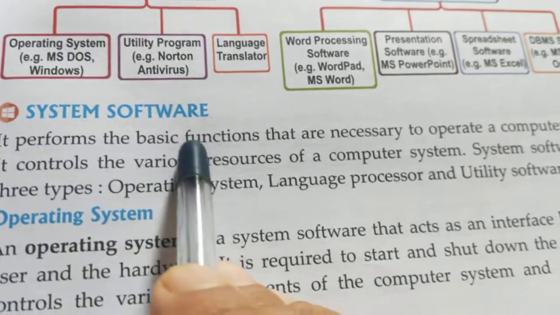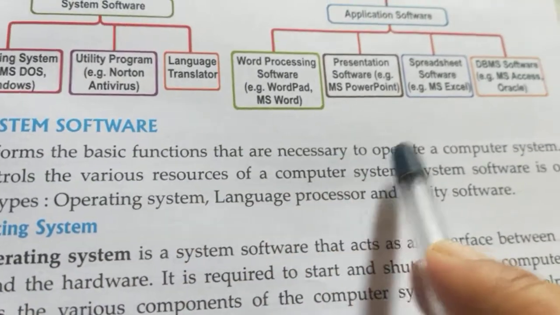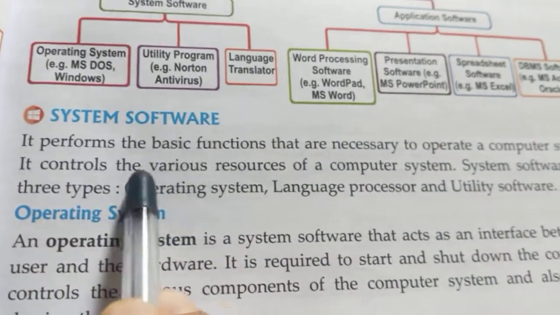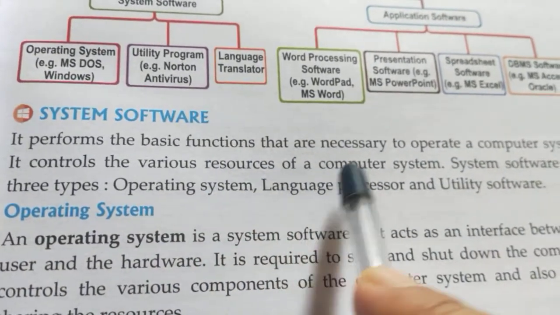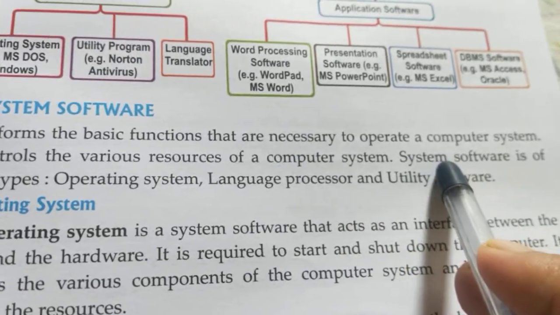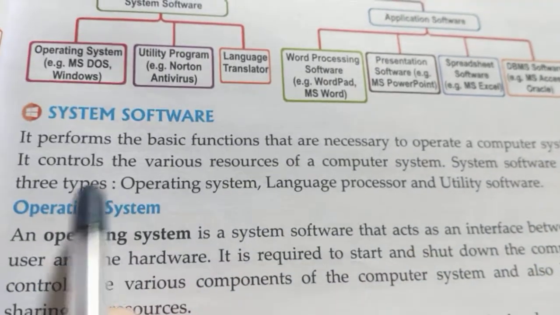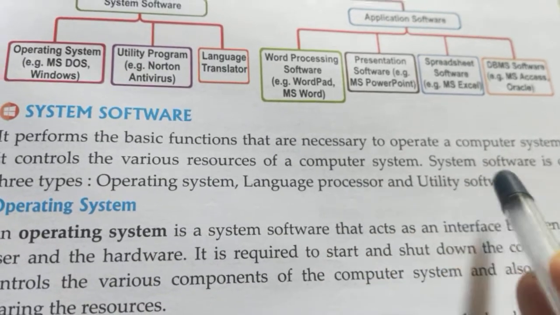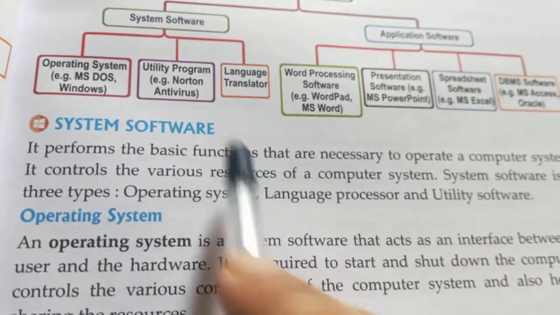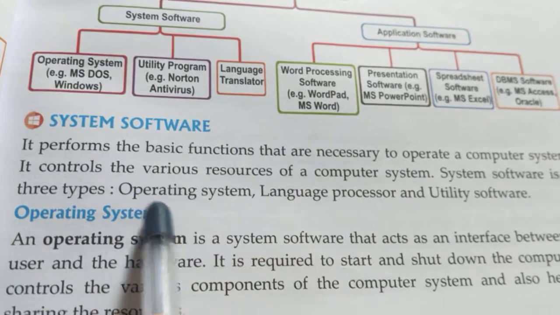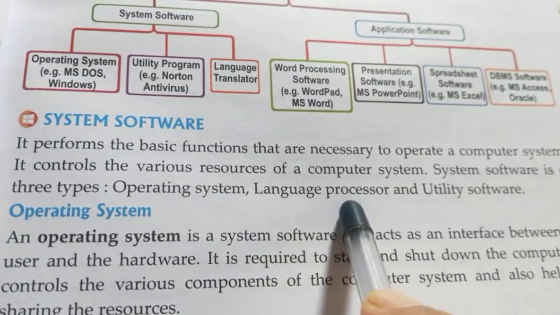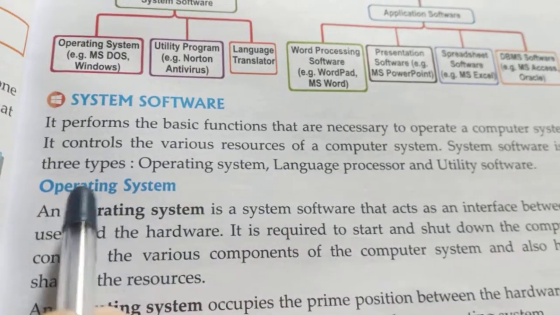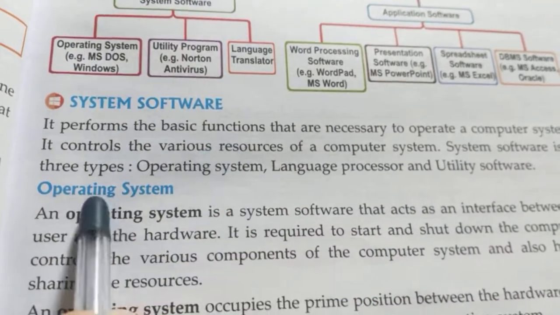It performs the basic functions that are necessary to operate a computer system. It controls the various resources of a computer system. System software is of three types: operating system, language processor, and utility software. So the system software is of three types: operating system, language processor, and utility software. The first one, operating system.